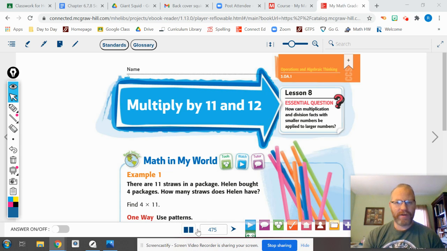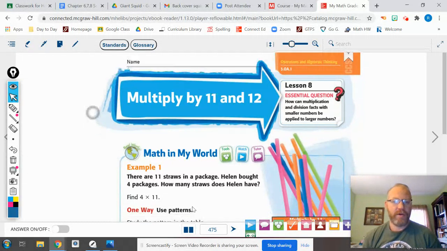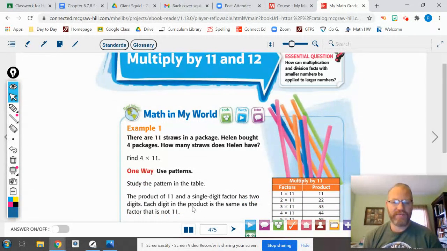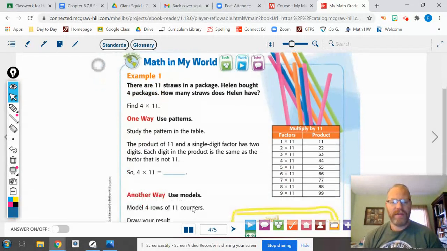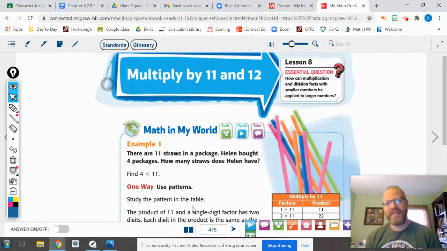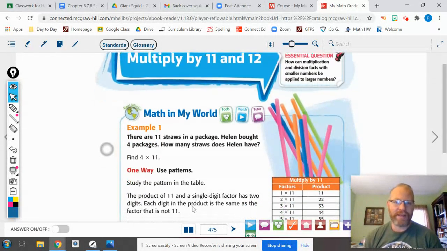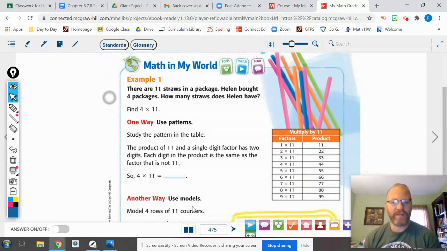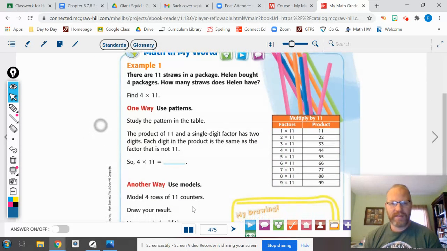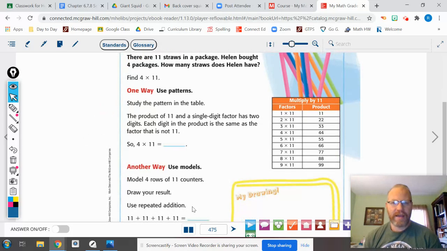Let's get started. We are on lesson 8 in chapter 8, which is page 475. Take this time to go find your book, open up to page 475, and we are exploring multiplying by 11 and the 12s today. As you can see, they have here already a multiply by 11 factors with the products. So they made a list already of our 11 products.